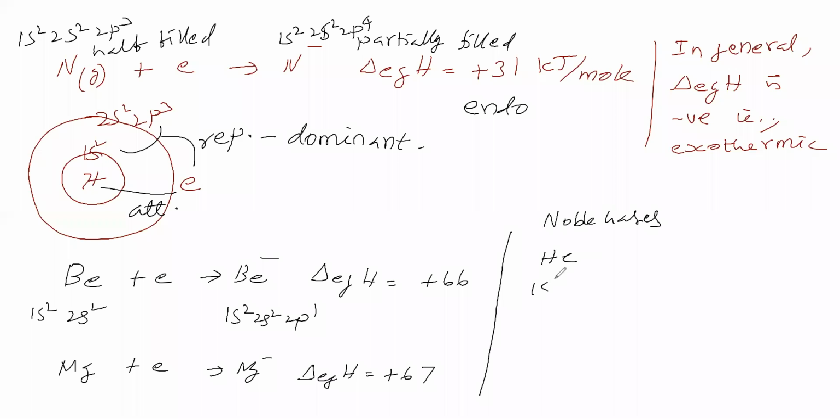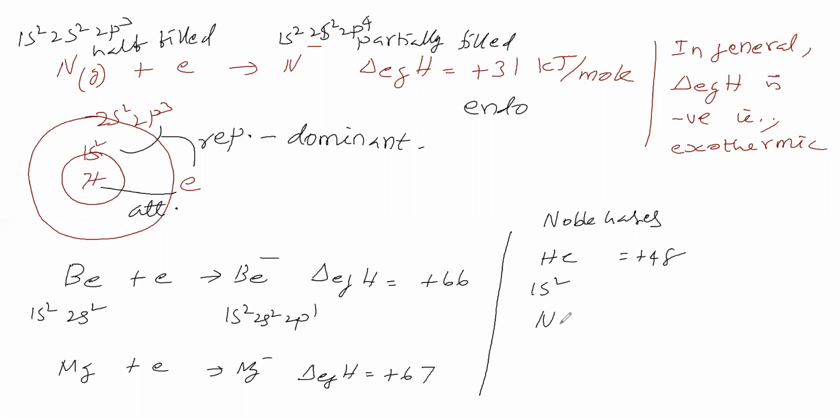For helium the configuration is 1s2. Its electron gain enthalpy is plus 48, because it is a stable configuration. Helium has a stable configuration, and if you give an electron, the stable configuration is disturbed. That's why electron gain enthalpy is endothermic for this.